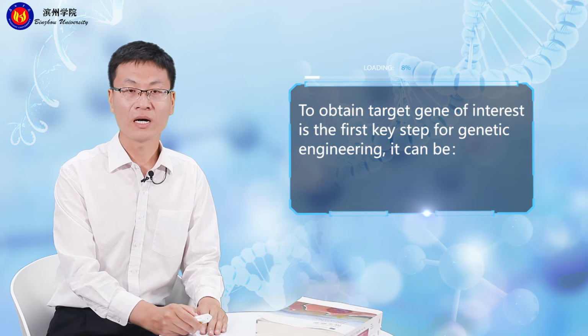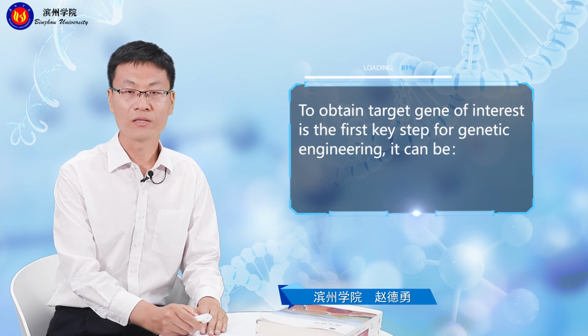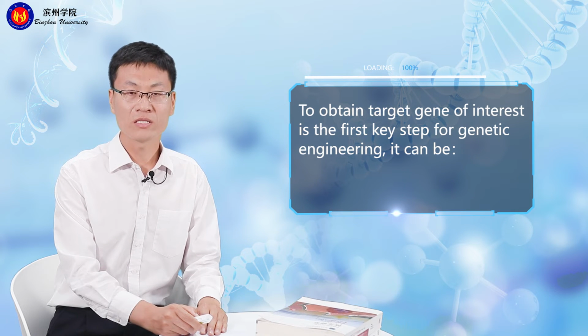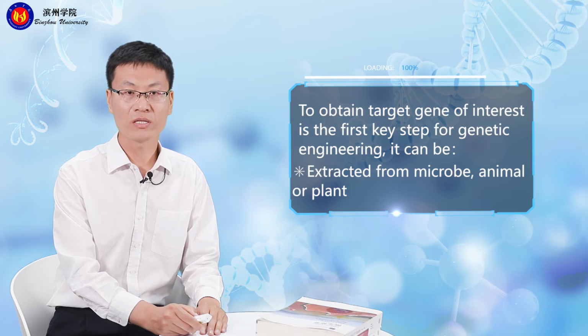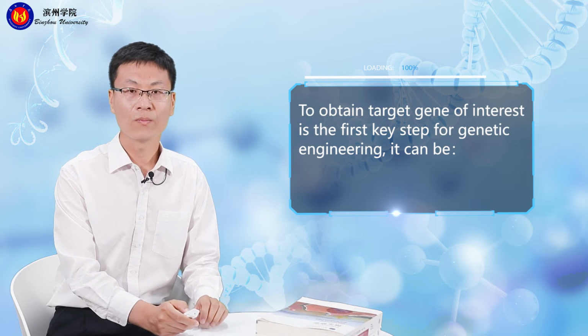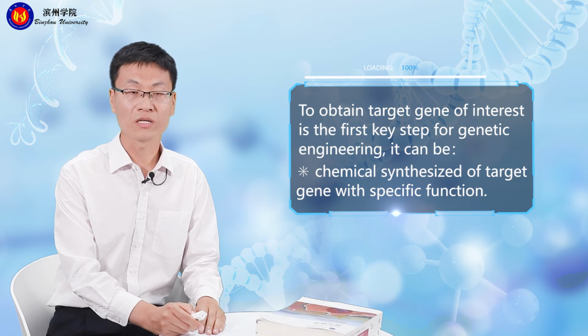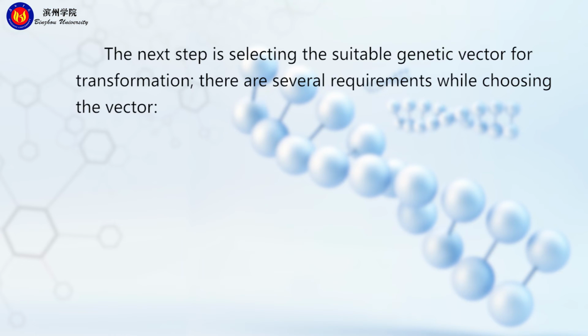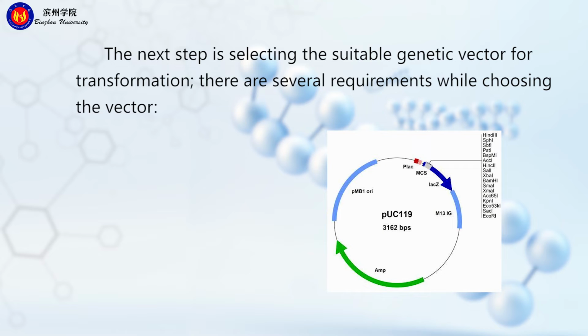To obtain the target gene of interest is the first key step for genetic engineering. The target gene can be extracted from microbe, animal, or plant. It can also be synthesized as cDNA from mRNA via reverse transcriptase, or chemically synthesized. The next step is selecting the suitable genetic vector for transformation.